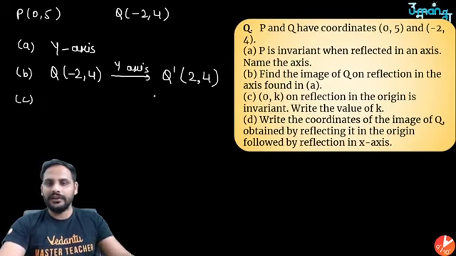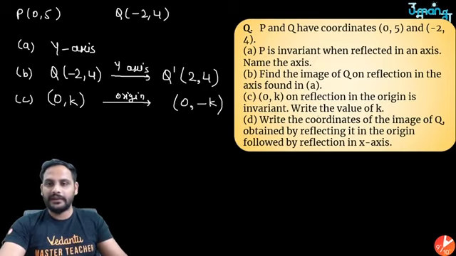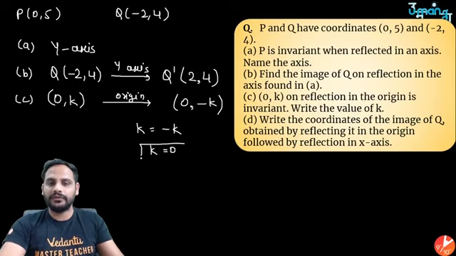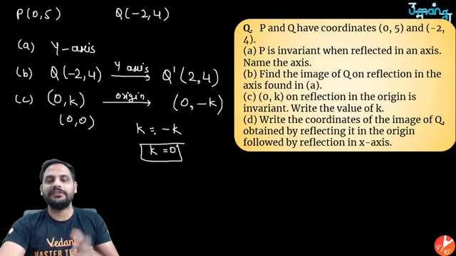Third point C, (0, k), on reflection in the origin is invariant. So if we do the reflection of (0, k) under the origin, we know this will become (0, -k). But they are saying it is invariant. So k and -k must be equal to each other. It is only possible when k is equal to 0. So the point is (0, 0). Or you also know that the origin is the only point which is invariant under the reflection in the origin.